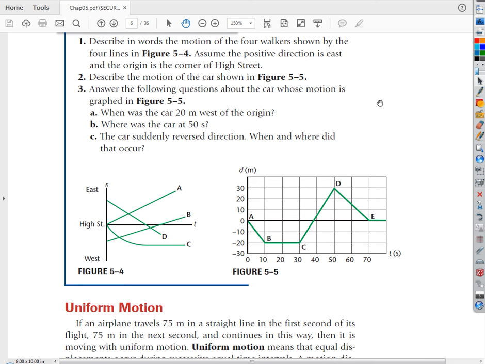Where was the car at 50 seconds? Nathan, what do you think? 30 meters east. Very good. Okay. Everybody sees that? Questions? Throw your hand up if you got a question about any of these. The car suddenly reversed direction. When and where did that occur?